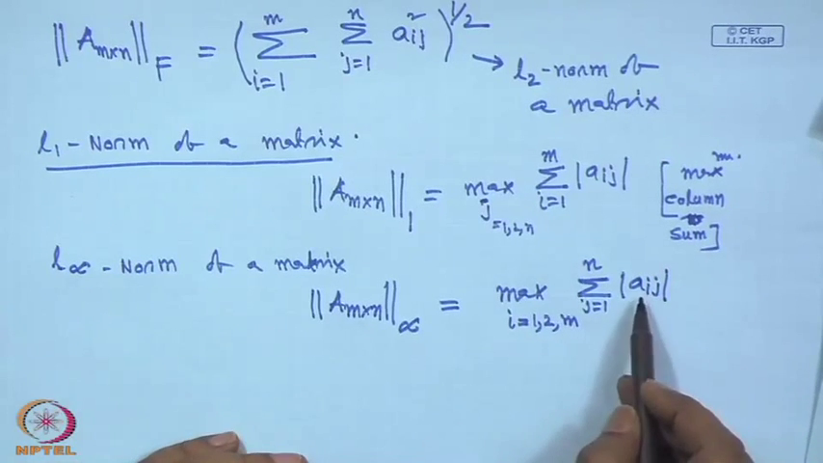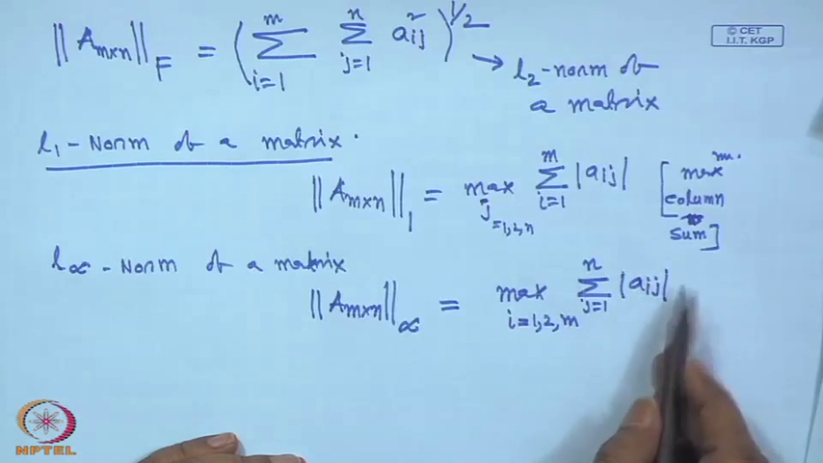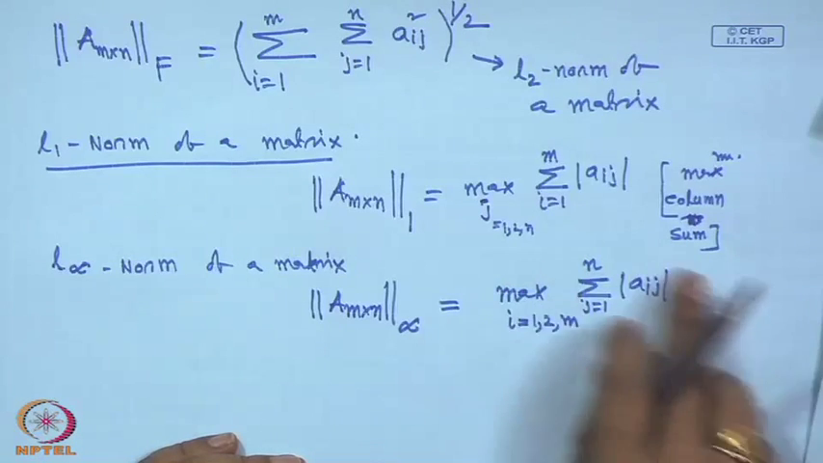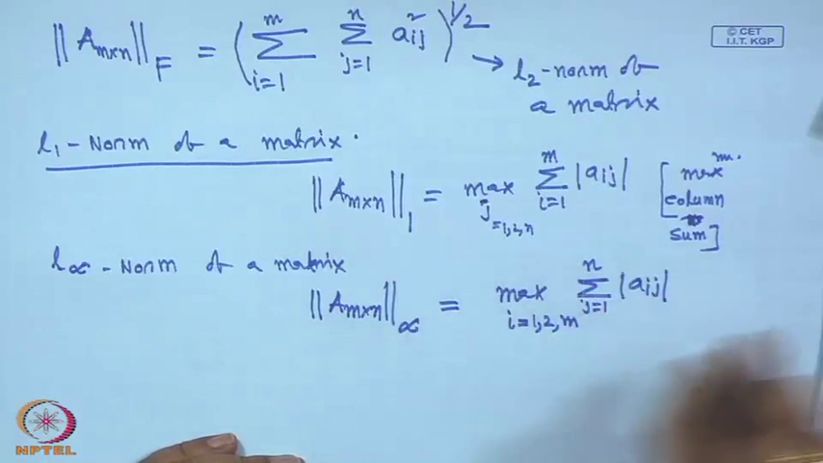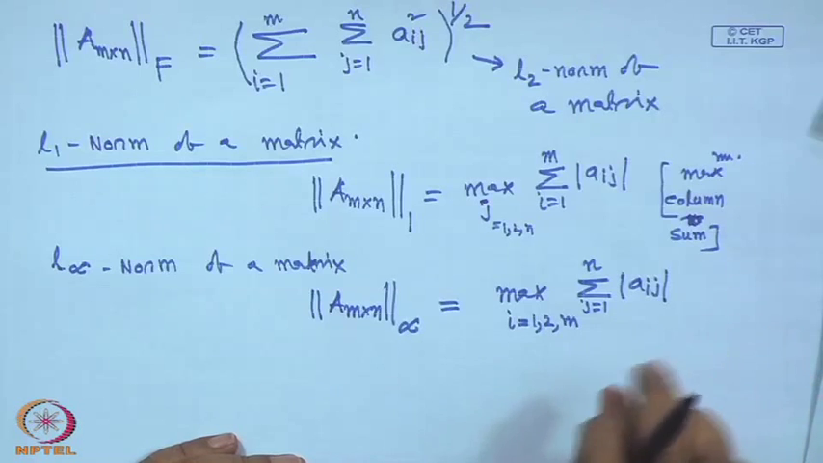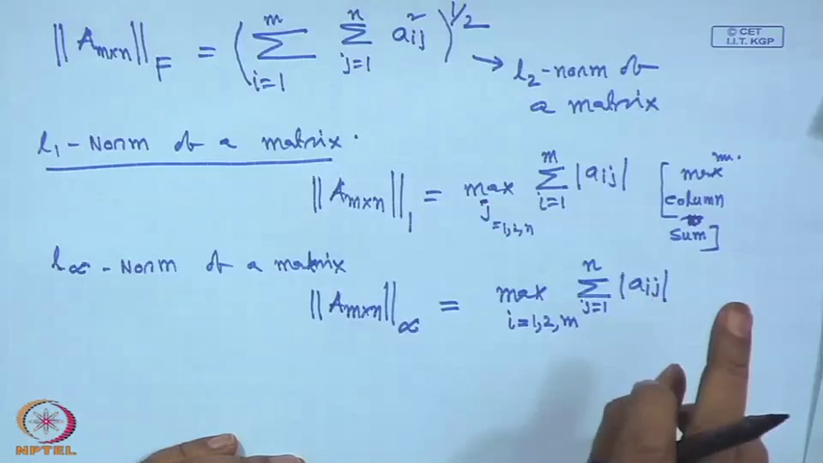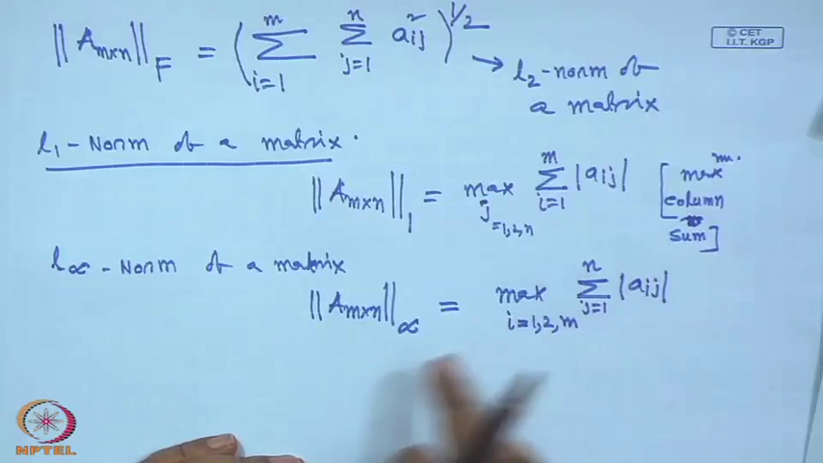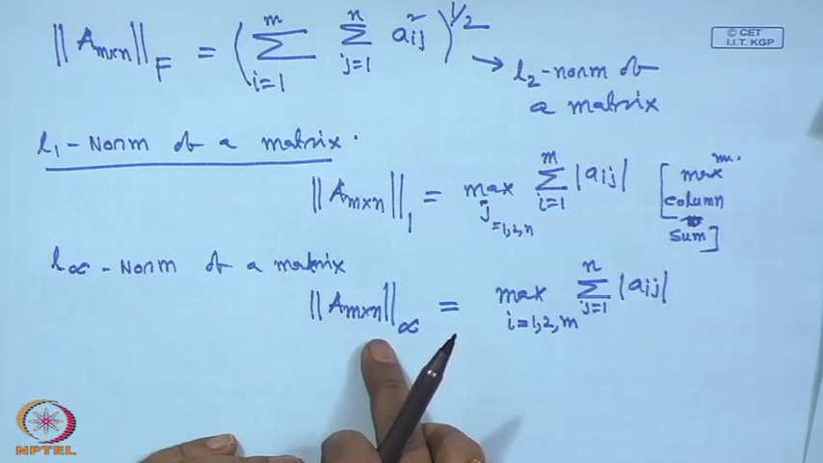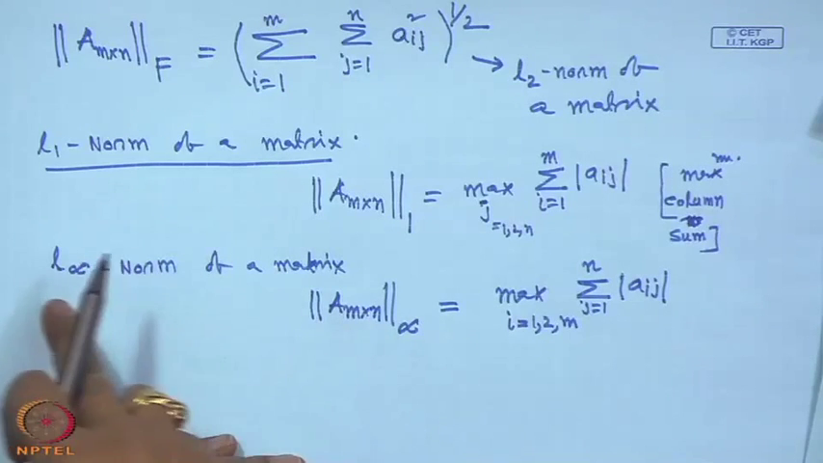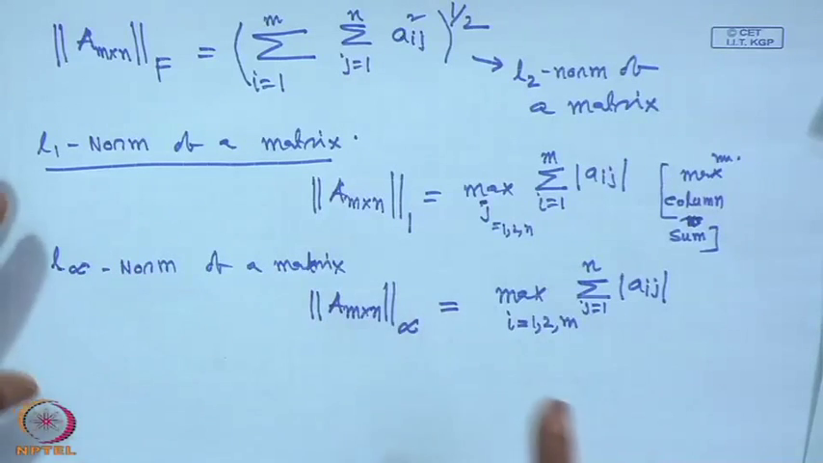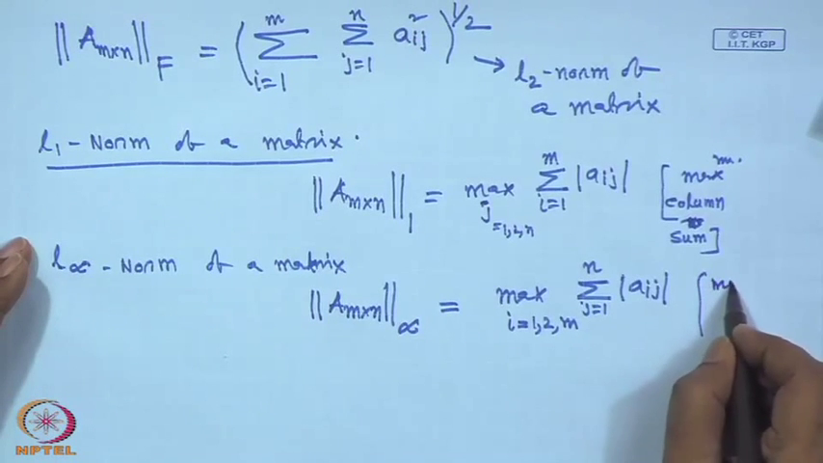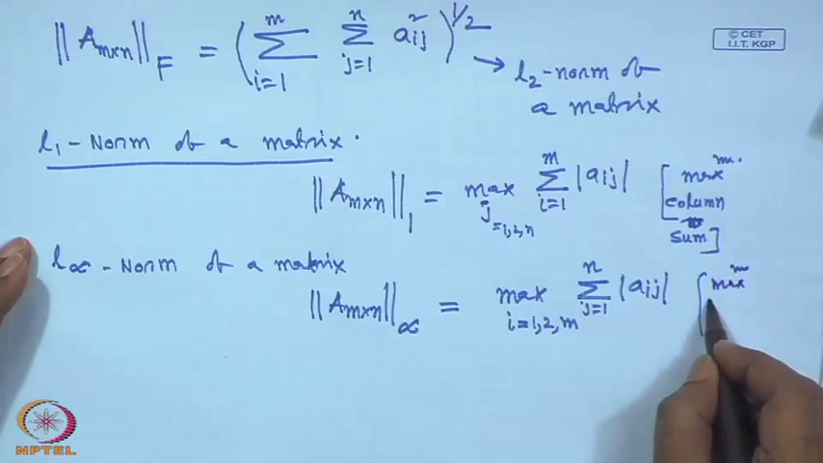Now, i equal to 1 is the first row, with j equal to 1 to n, then i equal to 2 is the second row. You sum row wise the absolute values, and out of these, the row with the maximum absolute sum is called the L infinity norm of a matrix. That is also called the maximum row sum.